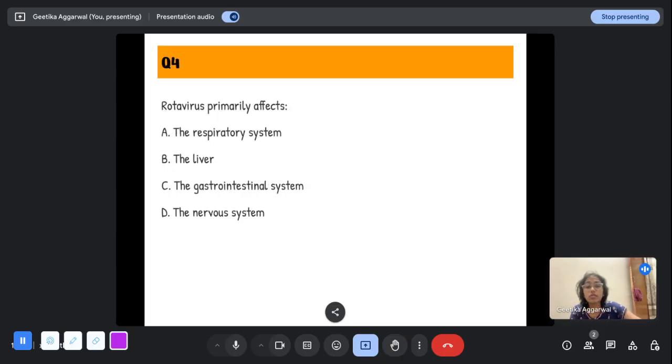Rotavirus primarily affects what? The respiratory system, the liver, the gastrointestinal system, or the nervous system. So, which of these systems is it that rotavirus primarily affects? And so the correct answer, as you might have already guessed, is the gastrointestinal system.